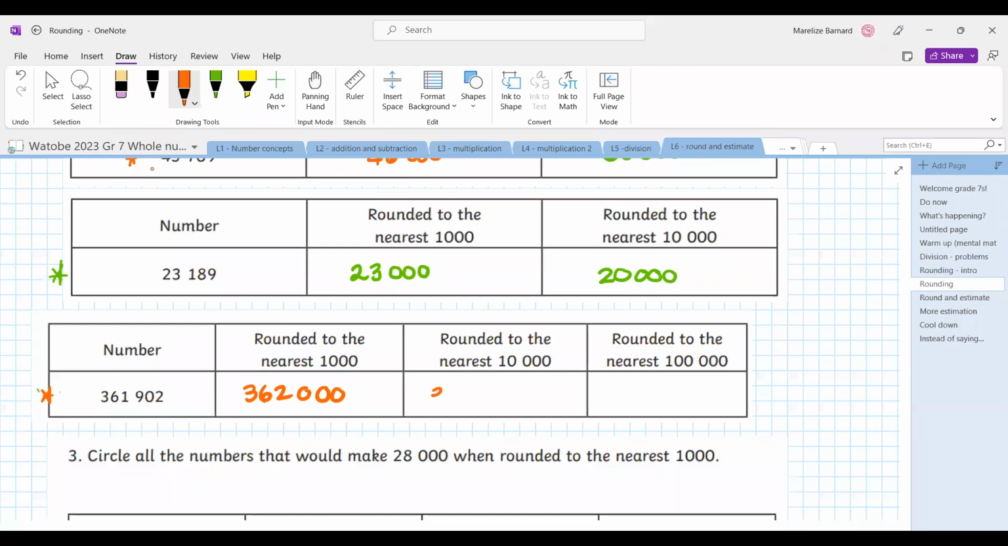There we go, 360,000. And 361,902 rounded to the nearest hundred thousand is 400,000. Excellent. Okay, well done, everybody. Excellent work.